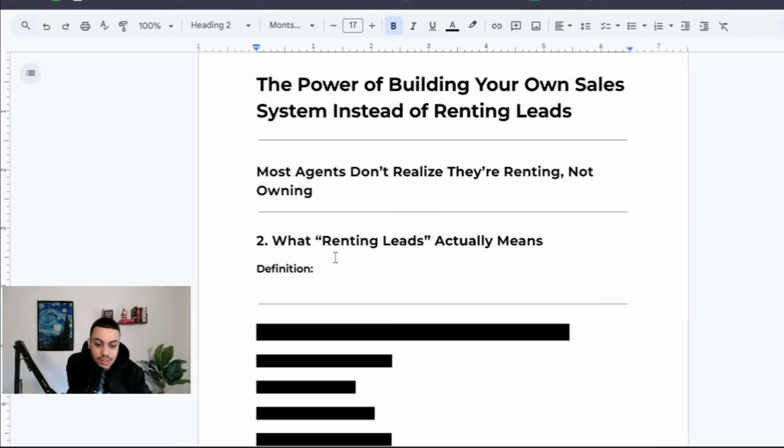So what renting leads actually means, the definition is super simple. It's basically you pay for leads, and if you don't pay, you don't have access to them. Super simple. If you pay for Zillow and then next month you stop paying Zillow, you don't actually have the leads, you don't have access to your own leads. There's no branding, there's nothing else.